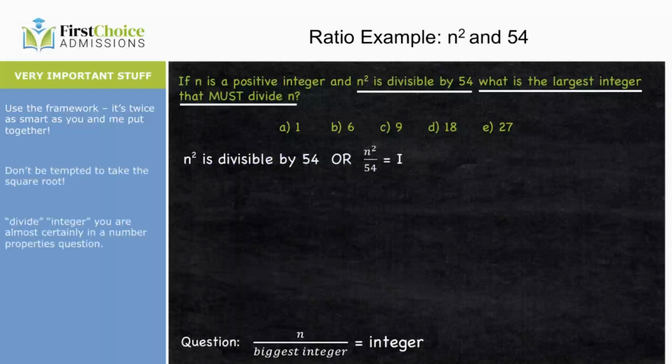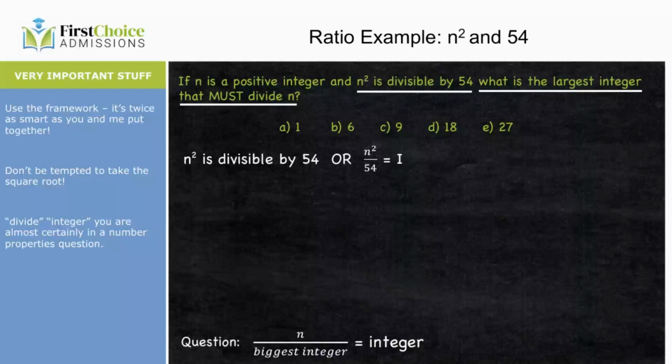And at this point, you might be tempted to take the square root of each of these numbers. Don't be fooled. That's what the test wants you to do. You're seeing the word divisible, divide. You're seeing the word integer. You can look at that and know for certainty that you are in a number properties question. So we want to use number property tools to answer this.